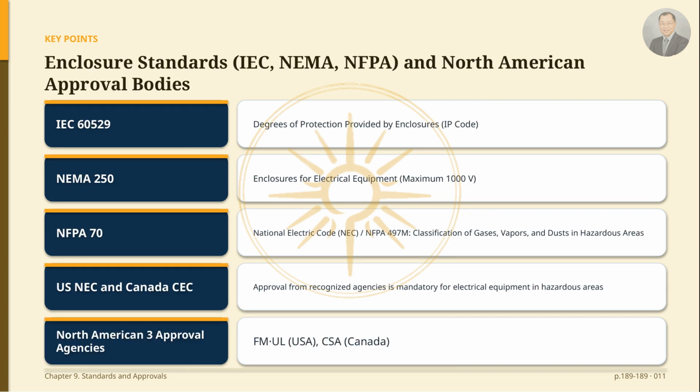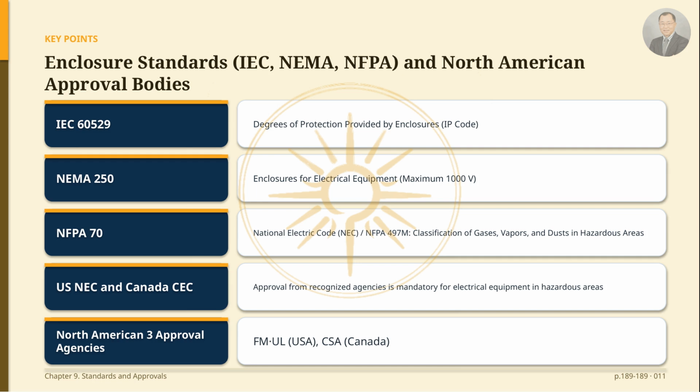I would like to introduce the standards related to enclosure protection and the approval system in North America. IEC 60529 specifies how to indicate the degree of protection provided by enclosures using the IP code. NEMA 250 in the U.S. covers enclosures for electrical equipment up to 1,000 volts, and NFPA 70 is the National Electrical Code, or NEC. NFPA 497M covers the classification of gases, vapors, and dust for electrical equipment in hazardous classified locations.